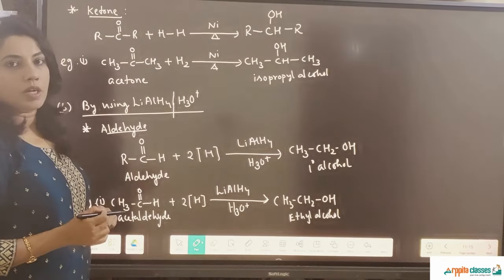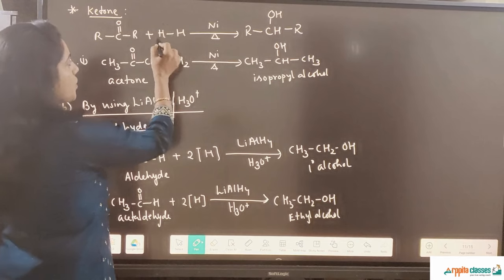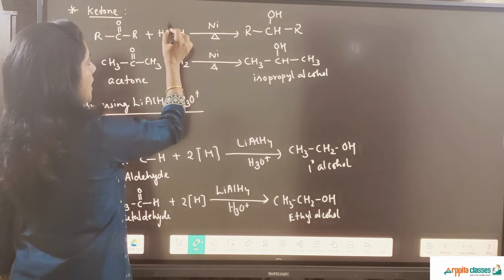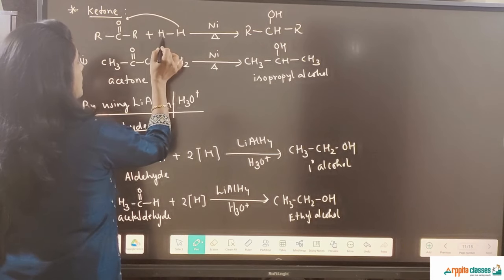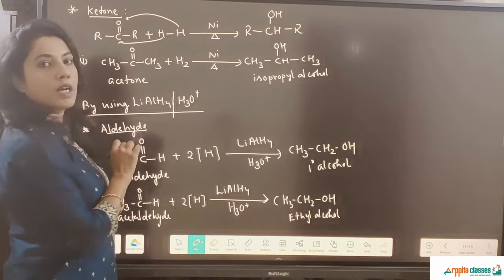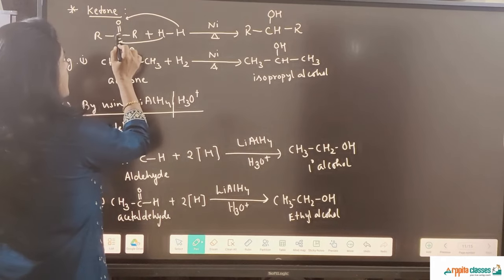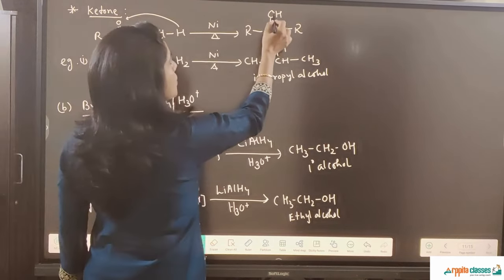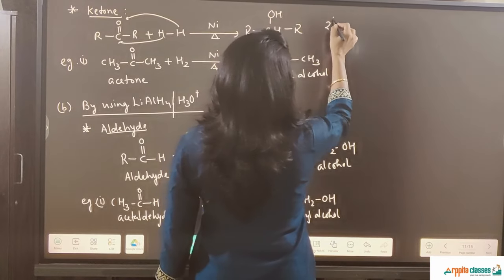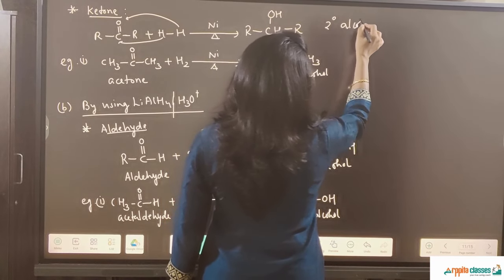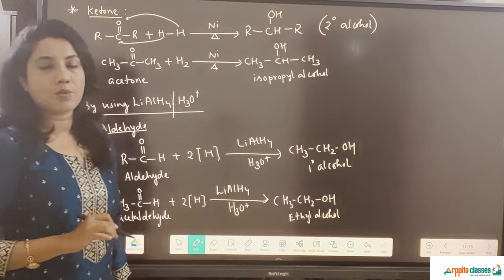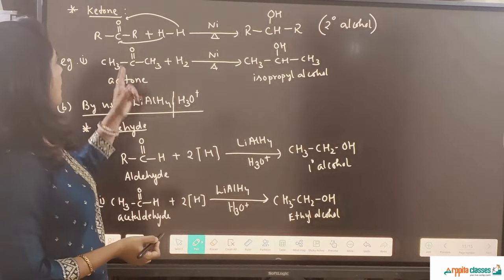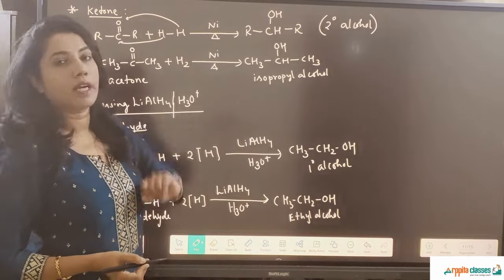This is ketone. Ketone, again addition of hydrogen is taking place. This is nothing but hydrogen in presence of nickel. Hydrogen will get added to oxygen and this hydrogen will get added to carbon. So you get RCHOHR. This is nothing but 2 degree alcohol. So the important part here is when we are using aldehyde, we are getting a 1 degree alcohol. If you are using ketone, we are getting a 2 degree alcohol.